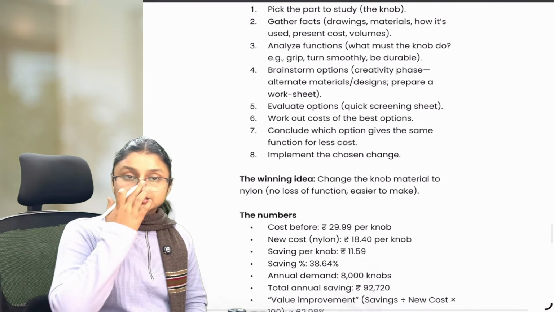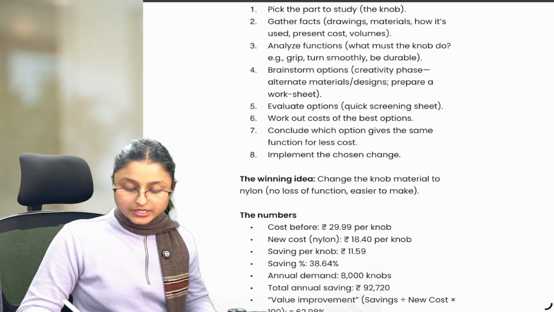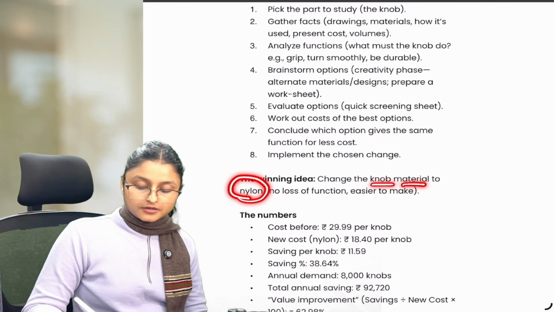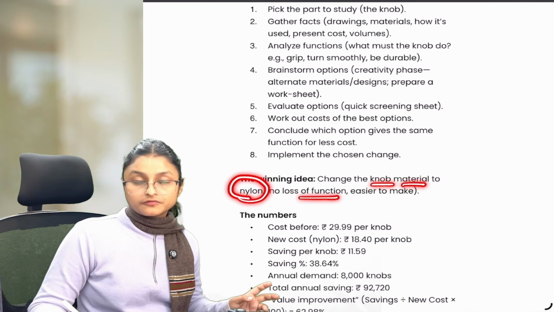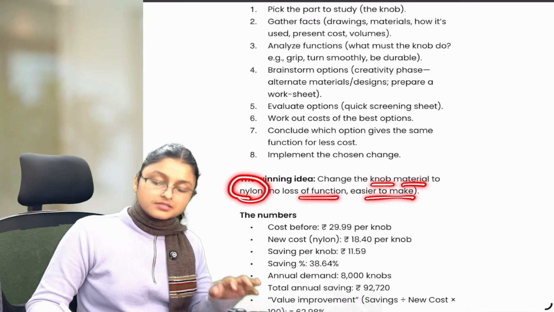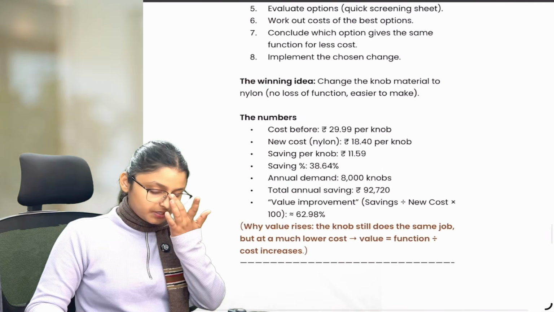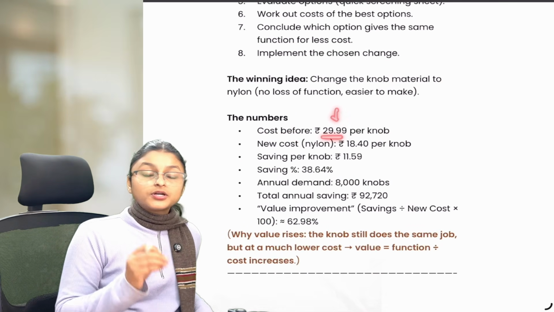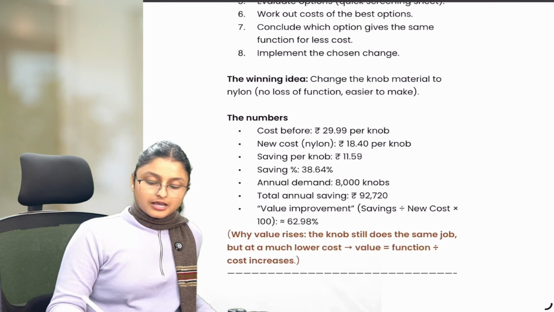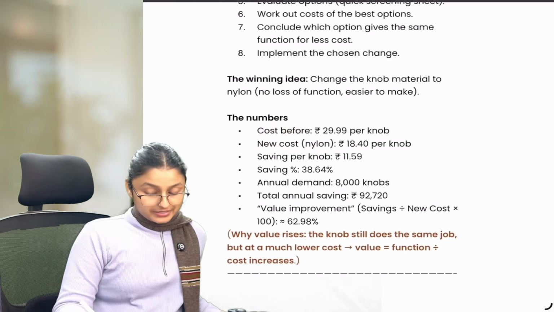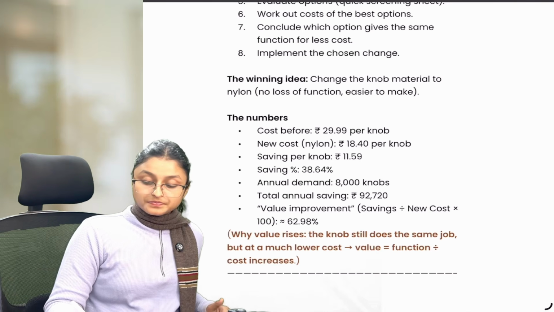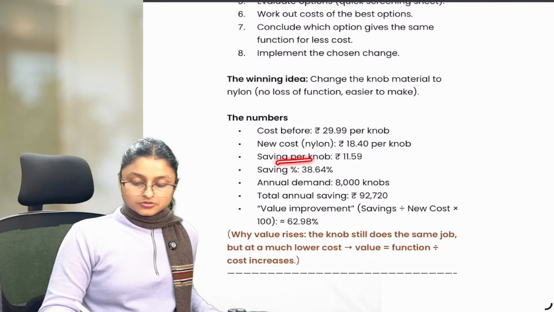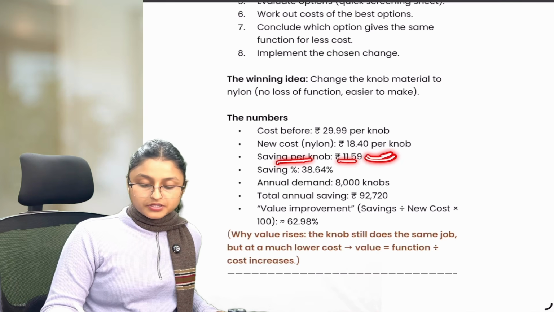Now, after doing this, they found an idea that the knob material can be changed to nylon. By doing this, there will be no loss of function and it will be easier to make. At the end, what happened is, the cost before was 29.99 rupees per knob. Now after using nylon material, we are able to produce the same knob for 18.50 rupees per knob. So the saving per knob is 11.59 rupees.